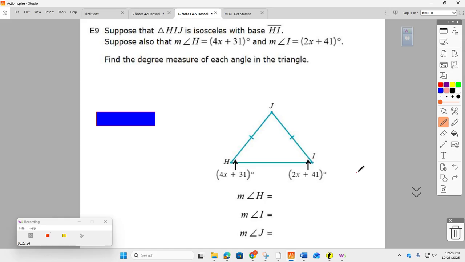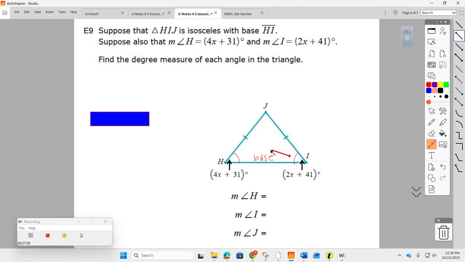So this example says, suppose the triangle HIJ is isosceles with base HI. So let's go ahead and write these there. So this side is the base. We see they've marked the congruent sides of our isosceles triangle. That means that these are the base angles, right? If this is the base, the angles on either end of the base are the base angles, and we know in an isosceles triangle, those are congruent. They're also across from those congruent sides. So we should know that.